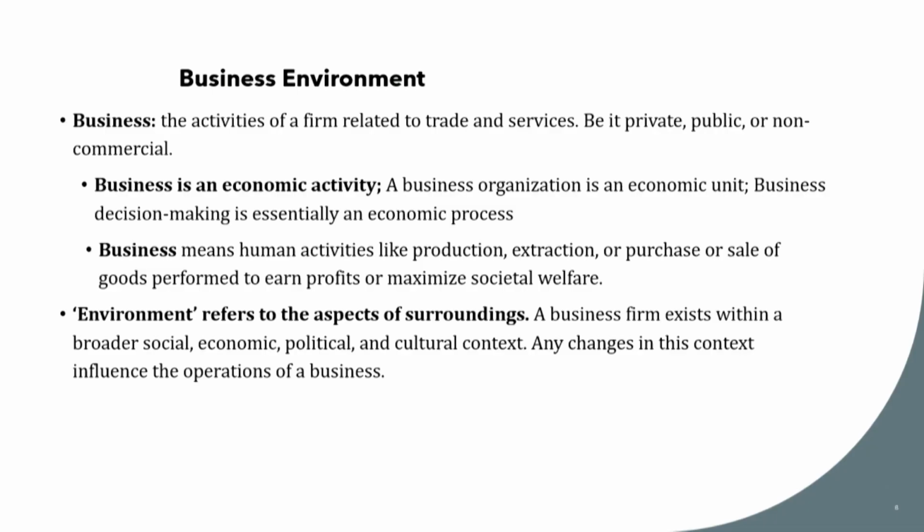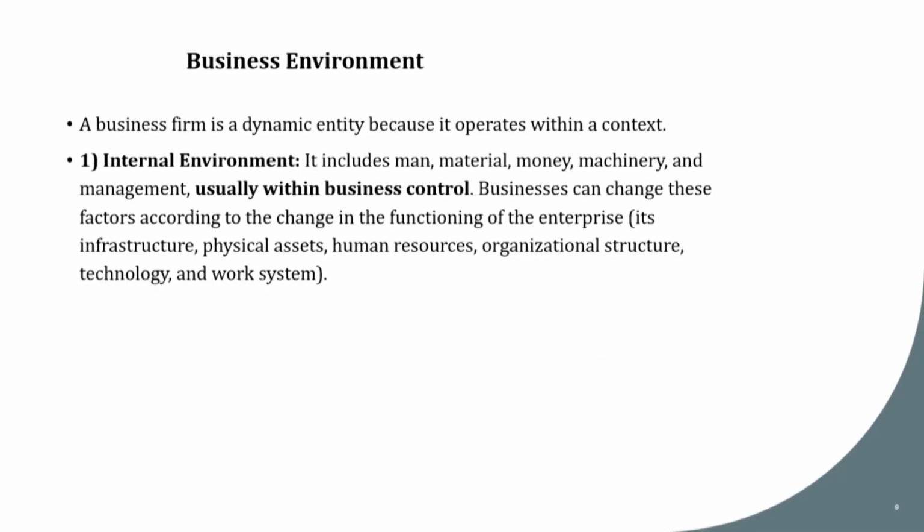So then coming to the second component, that is the environment. It refers to the aspects of surroundings. So a business firm exists within a broader social, economic, political, and cultural context. Any changes in this context influence the operation of a business. So talking about the business environment, since we started with a very basic definition, a business firm is a dynamic entity because it operates within a context.